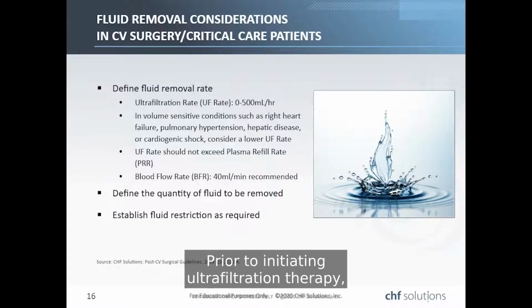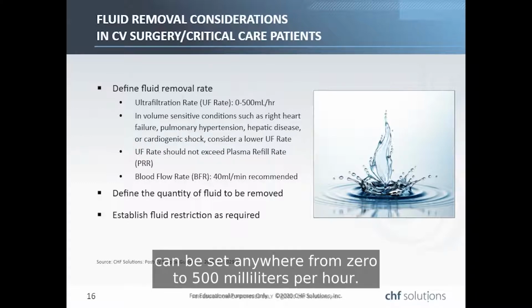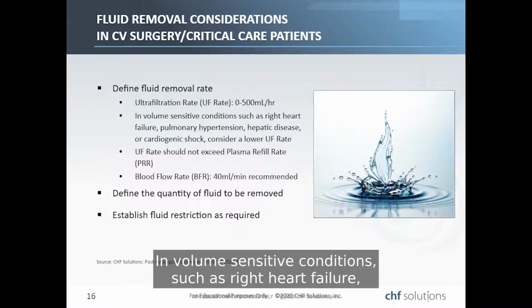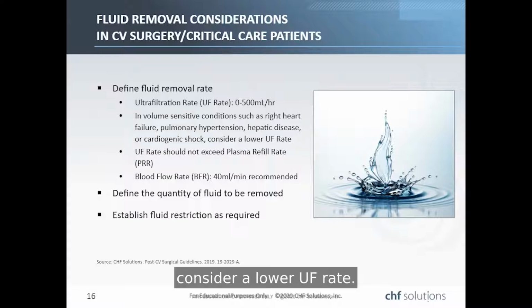Prior to initiating ultrafiltration therapy, prescribers should consider the following. Define the fluid removal rate. The ultrafiltration rate, or UF rate, can be set anywhere from 0 to 500 milliliters per hour. In volume-sensitive conditions such as right heart failure, pulmonary hypertension, hepatic disease, or cardiogenic shock, consider a lower UF rate.